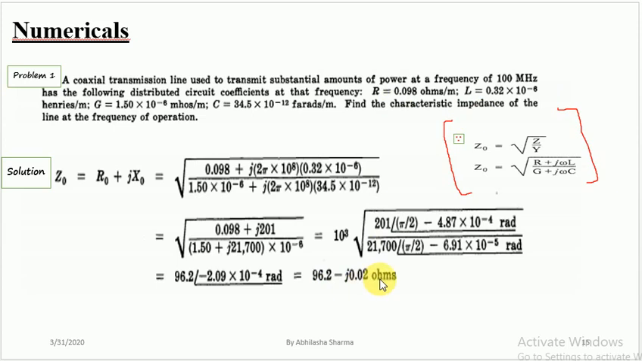Again, remember one thing: this is the characteristic impedance, and this value is in the ratio of these. So the characteristic impedance has a simple unit, that is the ohm, not ohm per kilometer or per meter. The Z0 is simply calculated in terms of ohm.